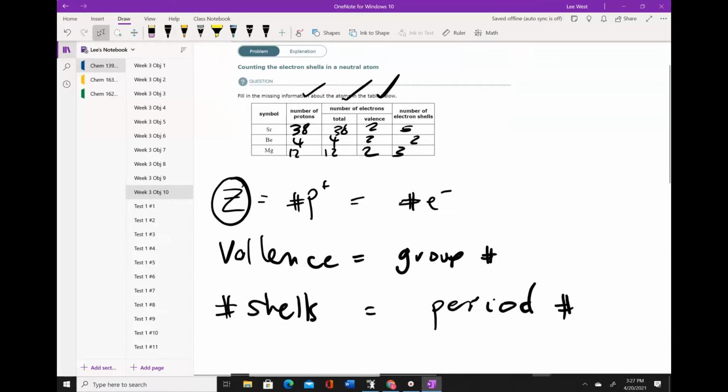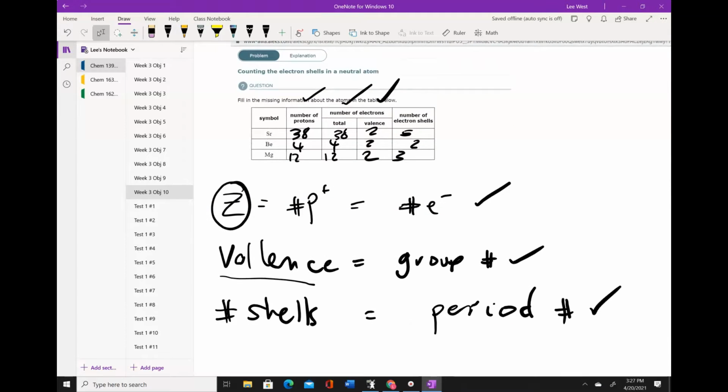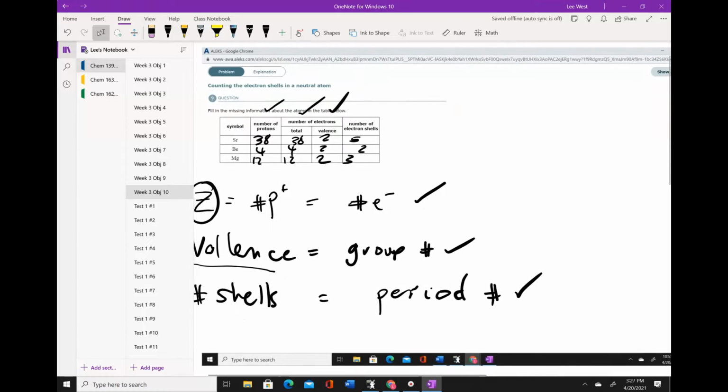So this is the information that we used. The number of protons is simply equal to the atomic number, and the total number of electrons is also equal to the atomic number. That's how we got that. The number of valence electrons is equal to the group number. That's how we got that. And then the number of shells is equal to the period number. Now, if I wrote out the electron configuration of these elements, we could see that.